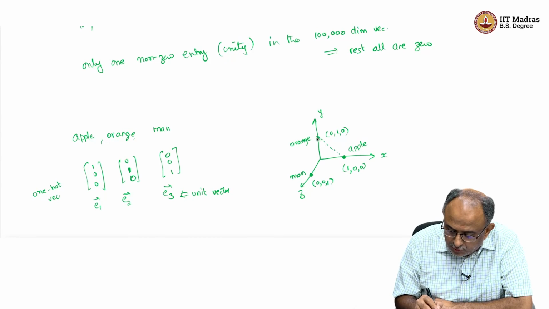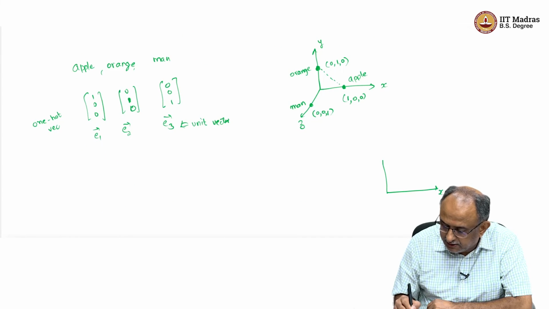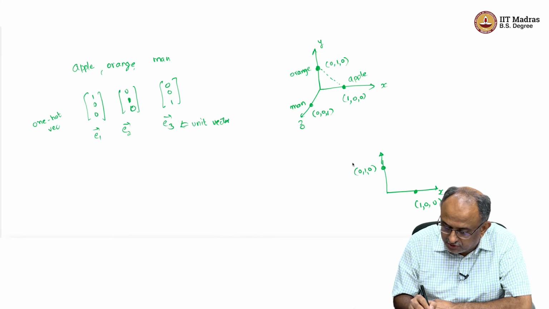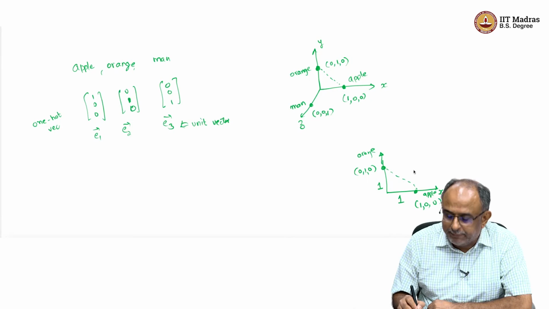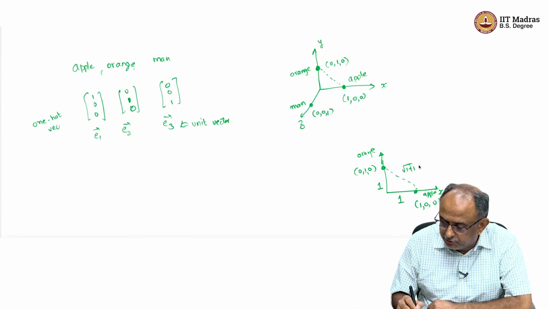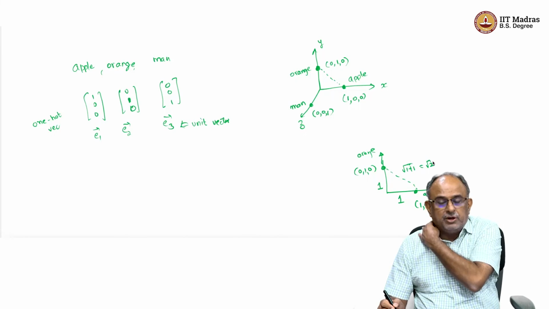If you look at this, it is basically in an xy plane. We have apple as 1 0 0. I am ignoring the third dimension. This is orange, and this is apple. If I look at the distance between them, this is a unit vector, this is a unit vector. So by Pythagoras theorem, it is 1 plus 1, so this is square root of 2. So the distance between apple and orange is basically square root of 2.